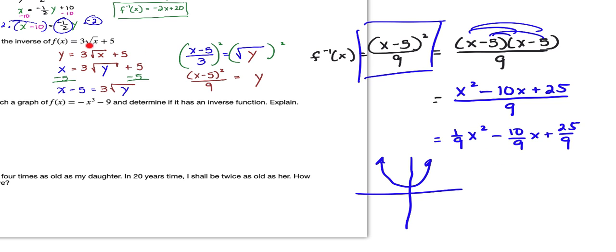But we just found the inverse of 3 root x plus 5, and it is this expression. So this expression should also have 3 root x plus 5 as its inverse. So let's take a look at the original function, and let's see why this parabola is not exactly what we want for our inverse function. So I am going to pull up Desmos, and we'll take a look.